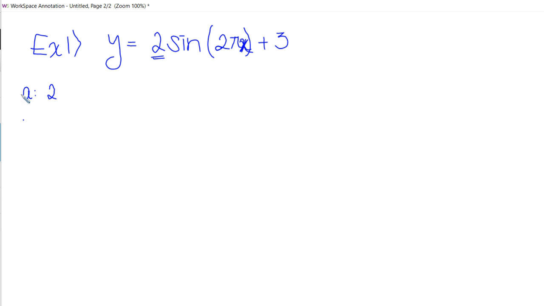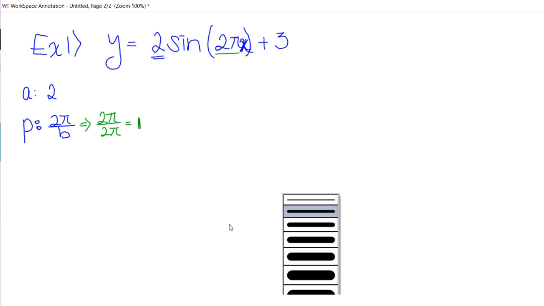My period will be found by doing 2 pi over b, and my b in this case, in front of x, was 2 pi. So we'll work this out. It's 2 pi over 2 pi, which is just 1. Same thing over same thing is just 1. And once I have the information, I'm going to go ahead and start sketching here.